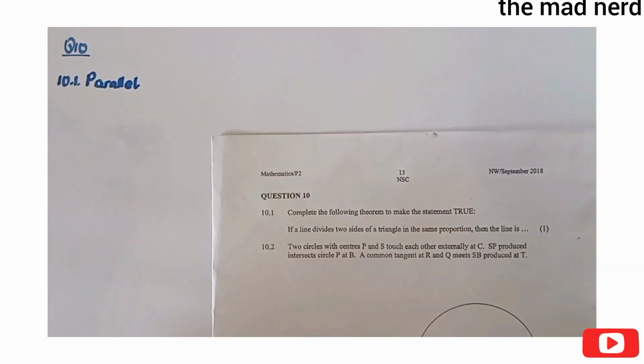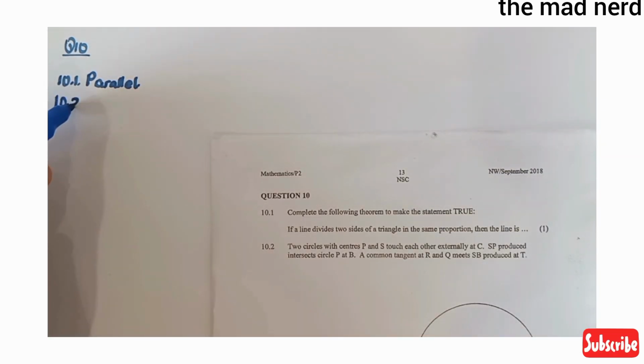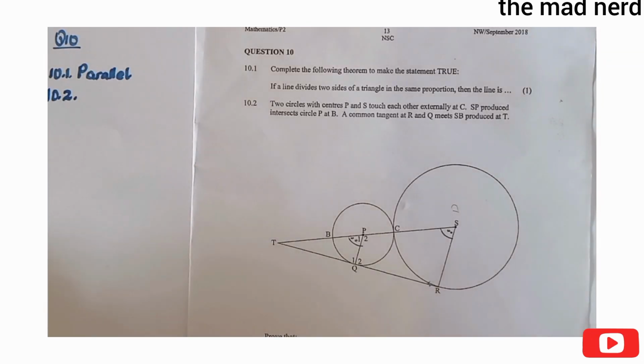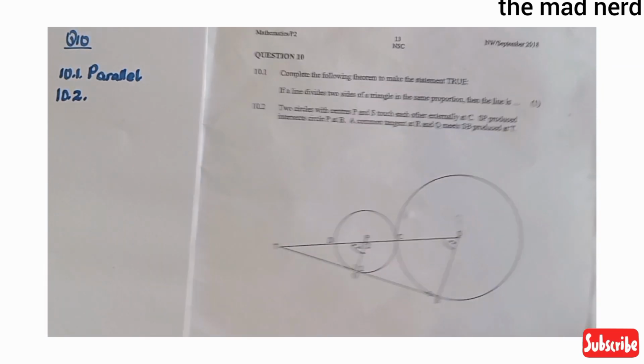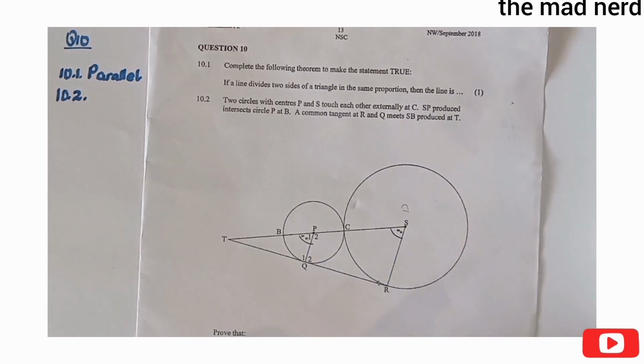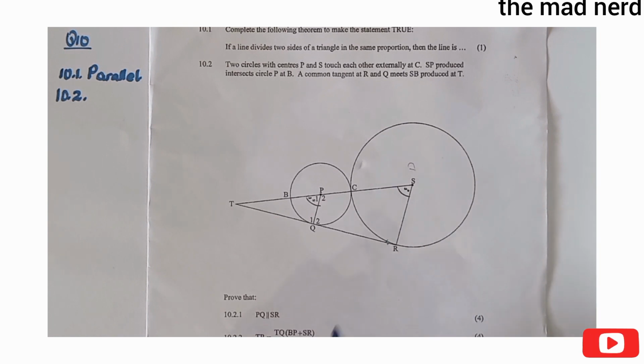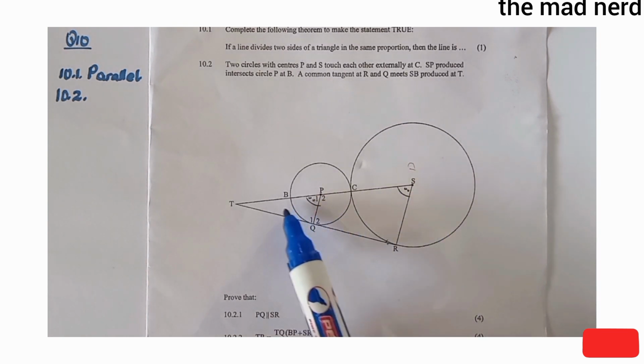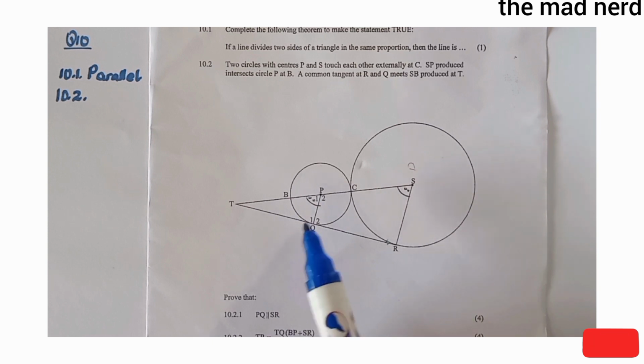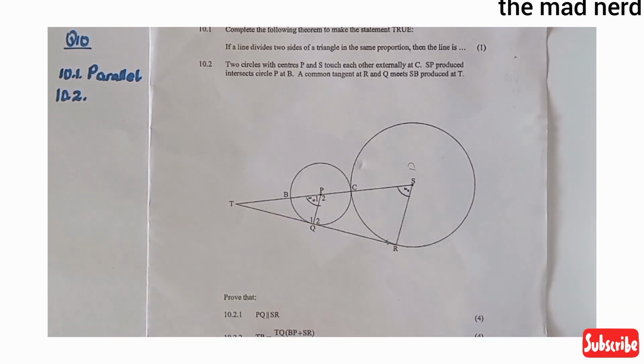And then for 10.2, let's look at 10.2. It says here, two circles with centers P and S, as you can see those are the centers, touch each other externally at C. You can see that. SP produced intercepts circle P at B. Where is SP? Here is SP, and then it intercepts circle P at B. As you can see, a common tangent at R and Q meets SB produced at T. So here is the common tangent, that is TR.